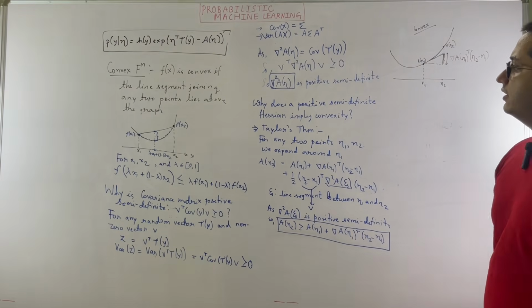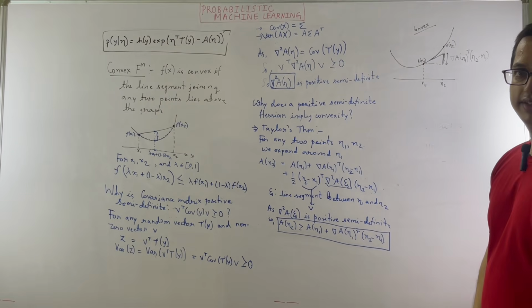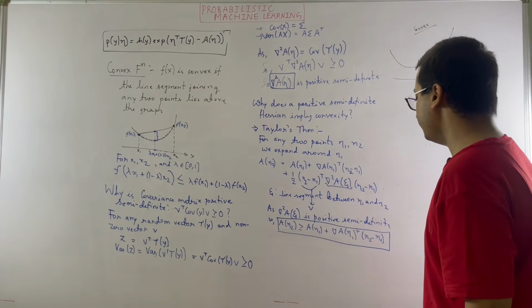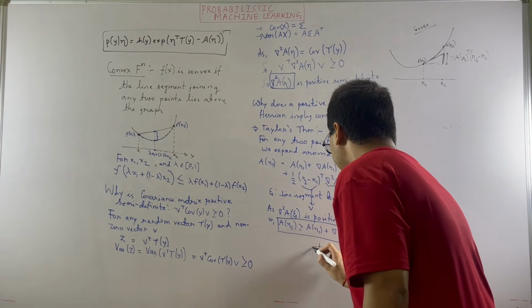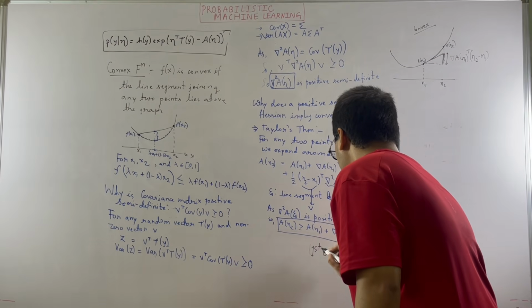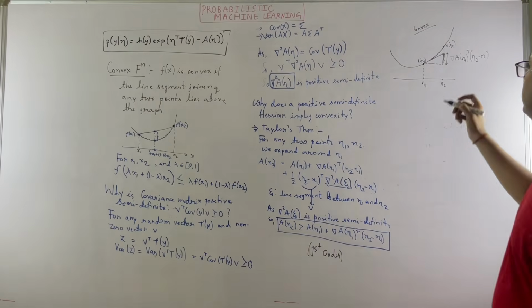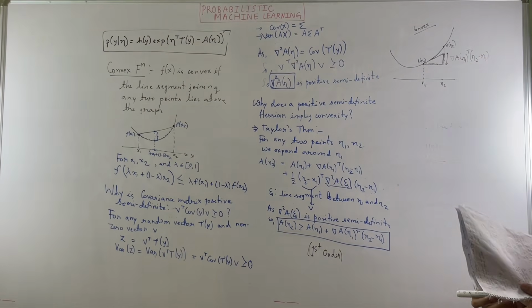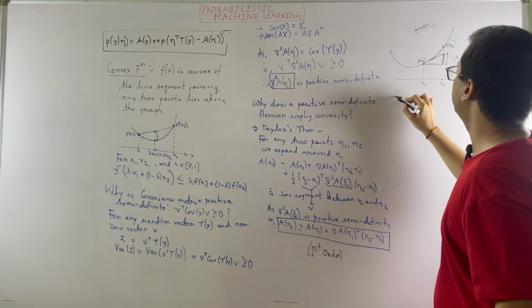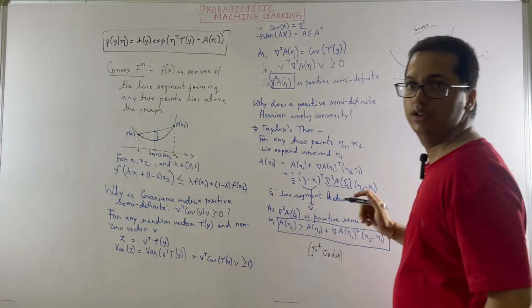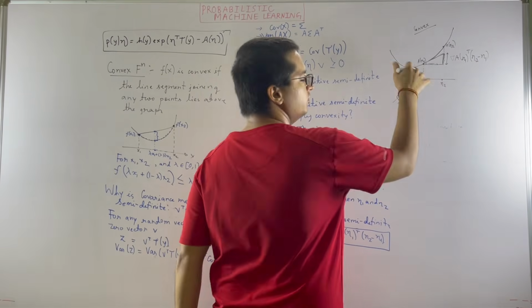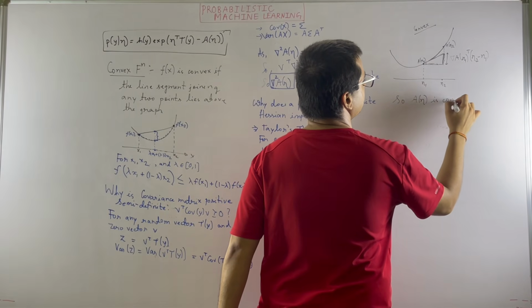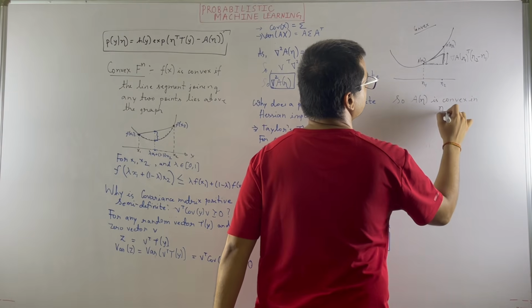So a positive semi-definite Hessian implies convexity, and this is the first order characterization of convexity. But you don't have to mug up these orders, just understand the visuals of it properly. And the beauty is that if it is convex, we will have a unique global minimum. So A of eta is convex in eta.